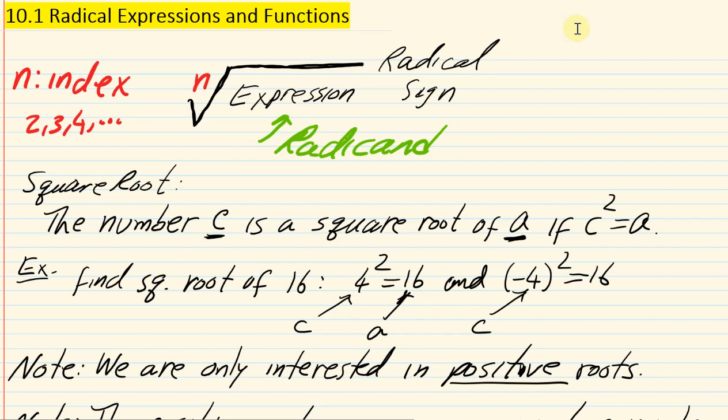In section 10.1, we're going to talk about radical expressions and radical functions. So what I have before you is the general structure of a radical expression. Every radical expression has three components: the index, the radicand, which is the expression under the radical symbol, and of course the radical symbol or radical sign itself. So we got 1, 2, 3 pieces of every radical expression.